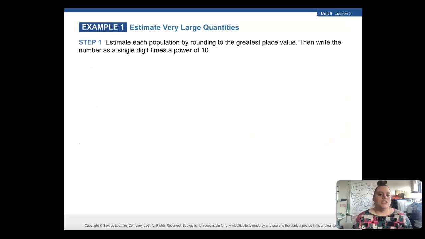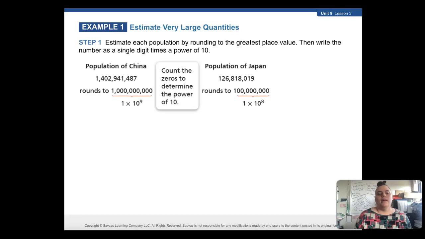We can estimate each population by rounding to the greatest place value. Then write that number as a single digit times a power of 10. In this case, when we round the population of China, we round to 1 billion. 1 billion has 9 zeros, so it will be 1 times 10 to the power of 9. And the population of Japan rounds to 100 million. 100 million has 8 zeros, so we will write it as 1 times 10 to the 8th power.